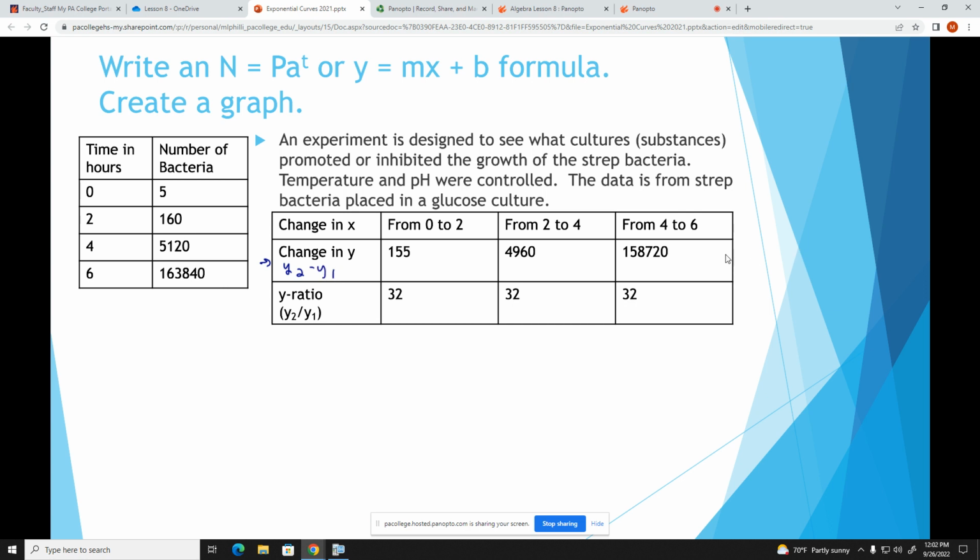And the thing I notice about those change values is that they're not constant. And so because of that, I know that it is not linear. And so going back here, that means the y equals mx plus b formula is out. I need to create the NPAT formula. So the NPAT formula comes when the ratio, and we see the ratios here, are constant. So these are constant. And that is an indication that we are working with an exponential.